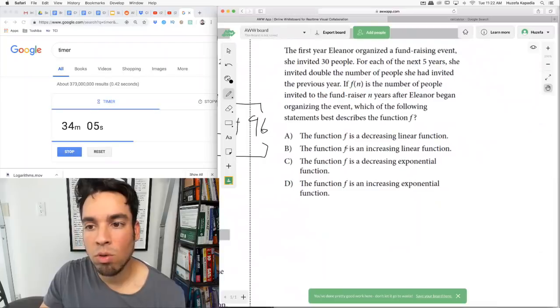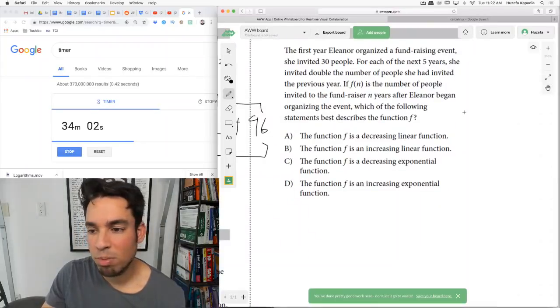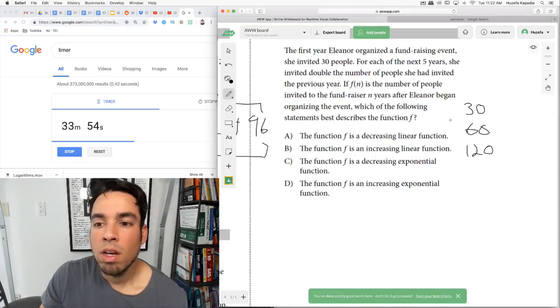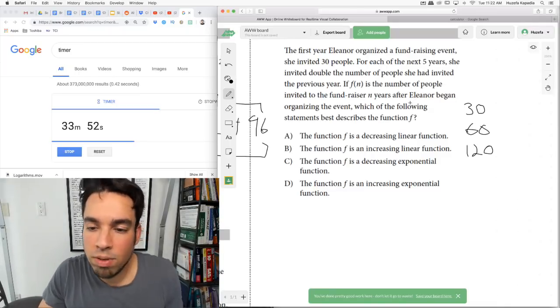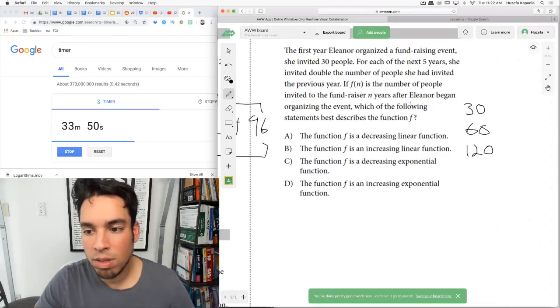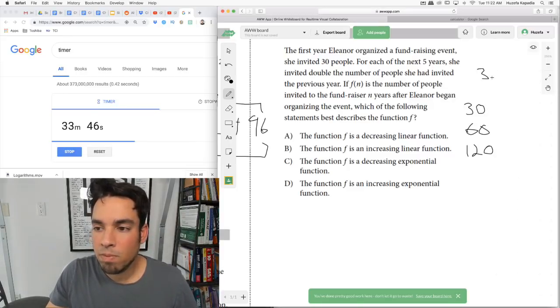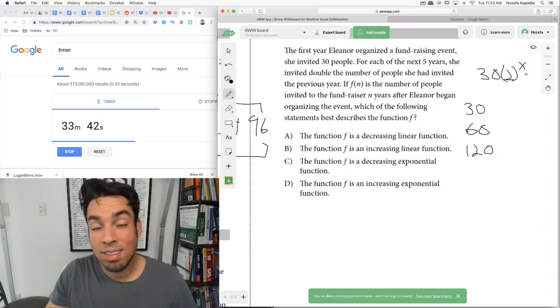The first year, Eleanor organized a fundraising event. She invited 30 people. The next 5 years, she invited double the number of people the previous year: 60, 120, etc. If f of n is the number of people invited to the fundraiser n years after Eleanor began the event, which of the following statements best describes it? This is 30 times 2 to the x. That's what this function is, because it's doubling each year.